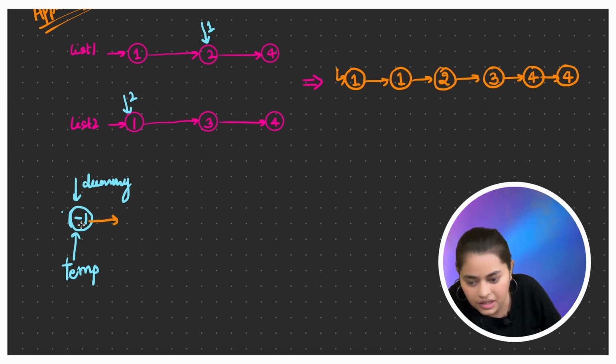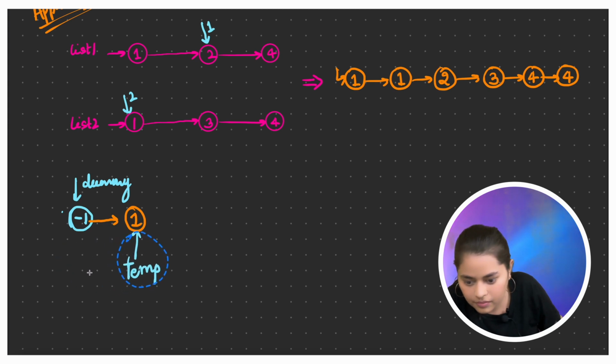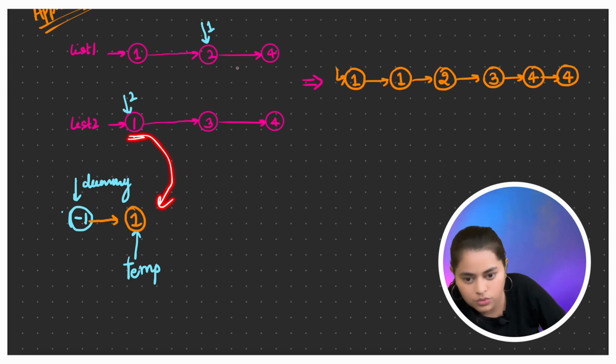So we have temporary which is currently pointing to -1, but when we compared the data, I said I will attach this node to temporary dot next. So let's attach this 1 to temporary dot next, right? And also let's move our temporary pointer one position ahead. Now again we'll compare the content at pointer 1 and the content at pointer 2. Whichever is smaller, we'll append to temp dot next.